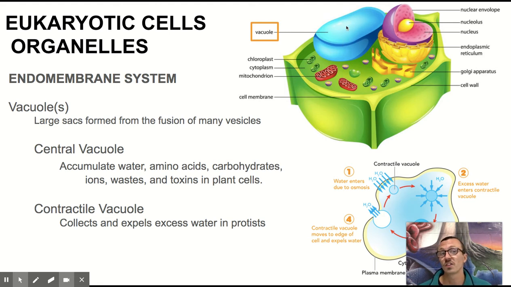And so it also serves another purpose. As the vacuole fills with water, it applies pressure, right? Pushing against the outside portion of the cell, and it keeps it rigid, right? And we call that turgor pressure.